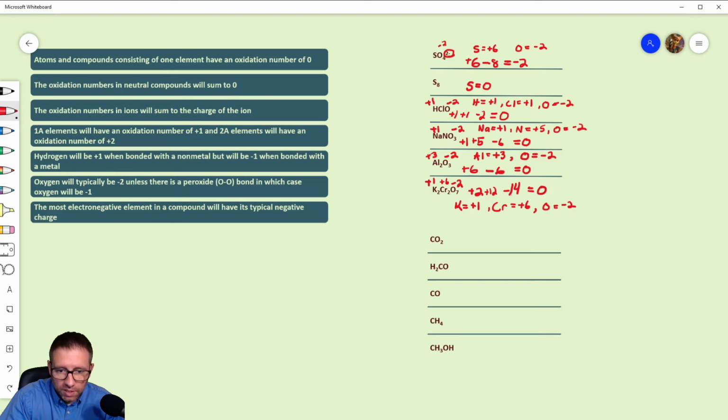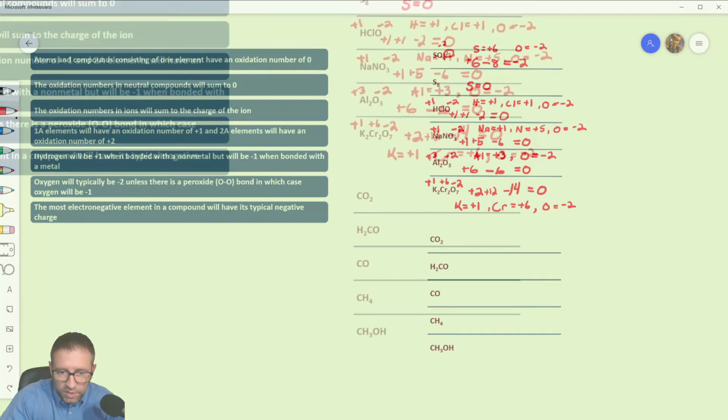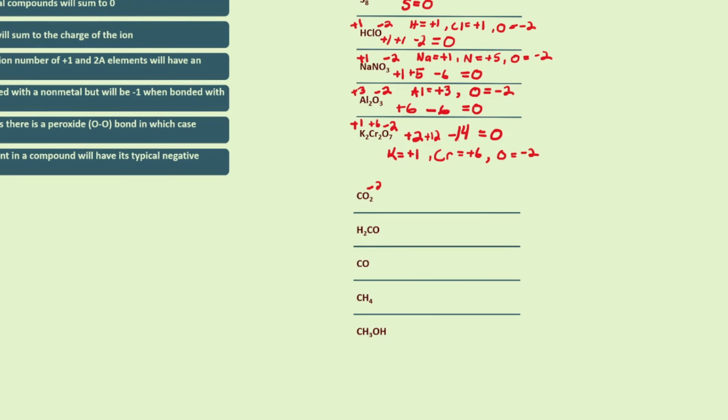So let's first look at carbon dioxide. And so, oxygen is the more electronegative, so we're going to say it is -2. This is a neutral compound, so it's going to sum to 0. -2 times 2 is -4. So that means our carbon must be +4. So in this case, we're just going to do the carbons so you can see how they change. The carbon oxidation number equals +4.